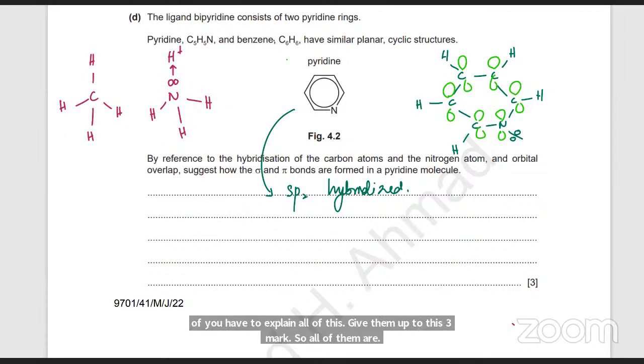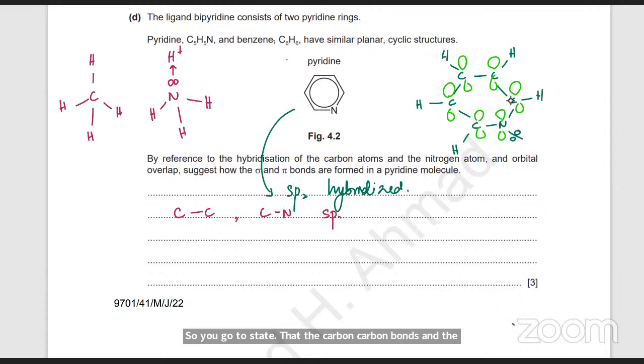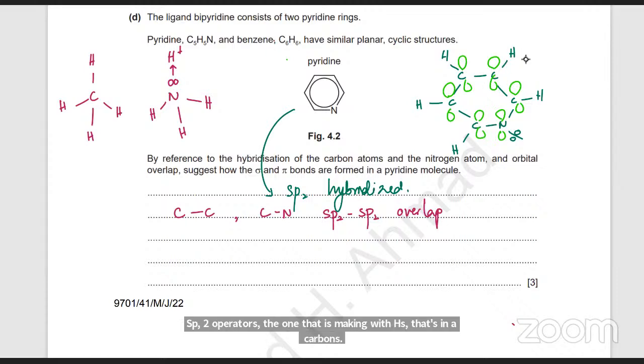Figure out the orbital overlap. So you're going to state that the carbon-carbon bonds and the carbon-N bonds are all sp2 overlap. The three bonds that carbon is making are all sp2 orbitals. The one that it's making with H is a carbon's sp2 orbital overlapping with hydrogen's s orbital.